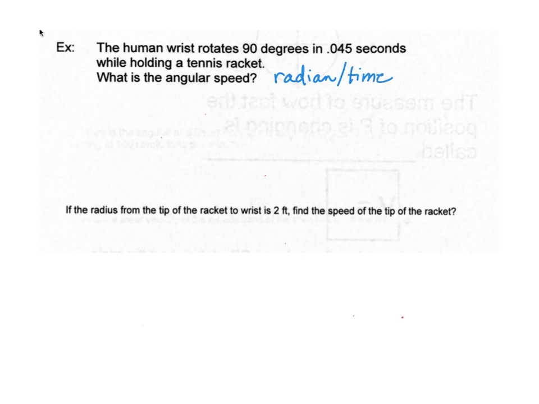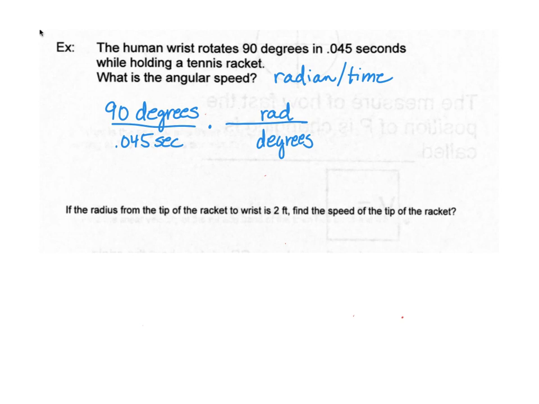So we're going to start with degrees per second. So we have 90 degrees over 0.045 seconds. I'd like to change the degrees to radians. So I want my degree units to be on the bottom. And I want to change it to radians. And in pi radians, I have 180 degrees. Or I could say in 2 pi radians, I have 360 degrees. It doesn't matter as long as you have the units right.